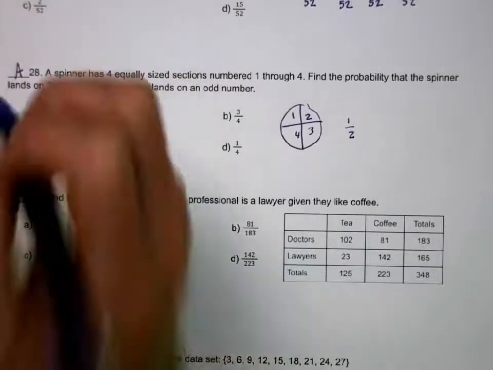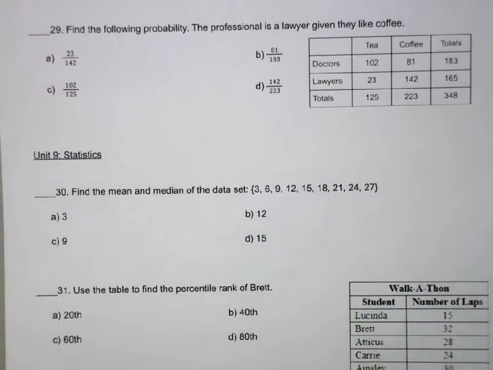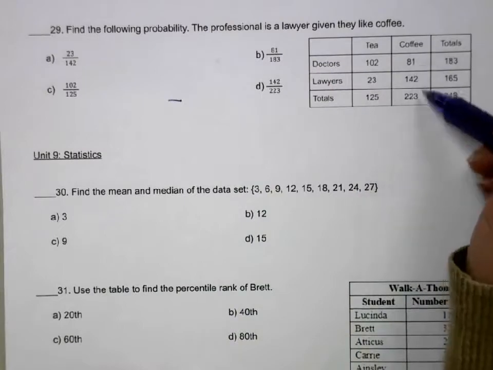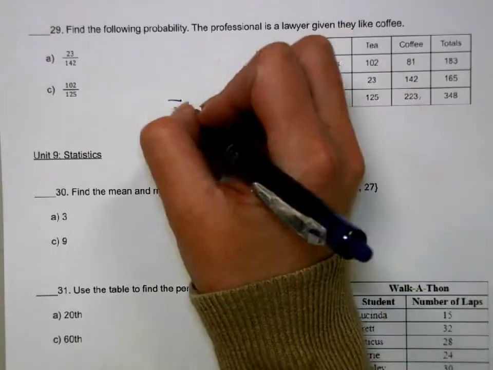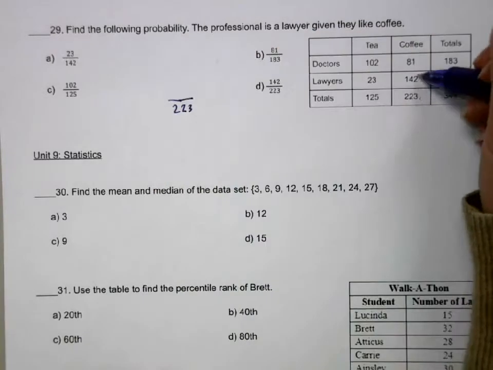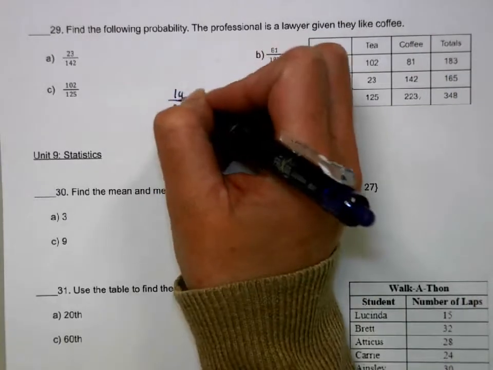And our next one, find the probability that a professional is a lawyer given they like coffee. All right, so what this does, I'm going to kind of start with the denominator here. If they like coffee, that means my denominator is 223. And of that, the lawyers, 142 of them like the coffee.